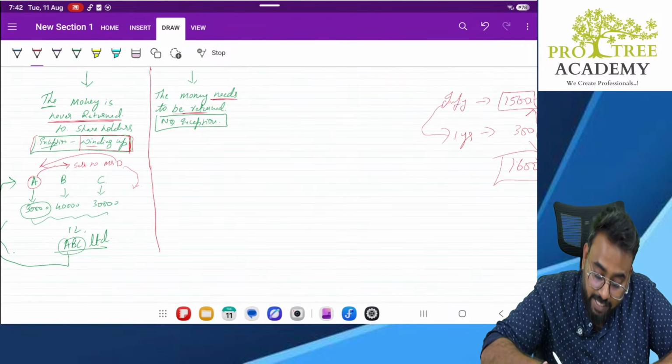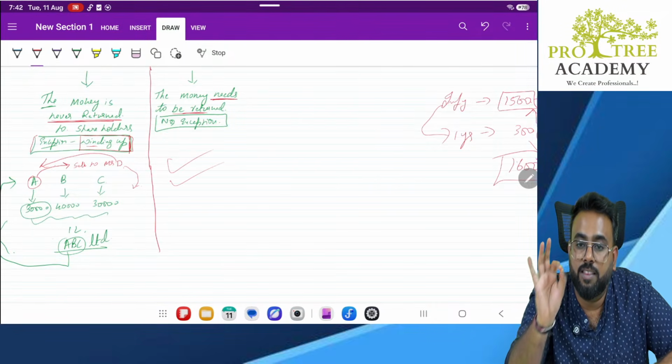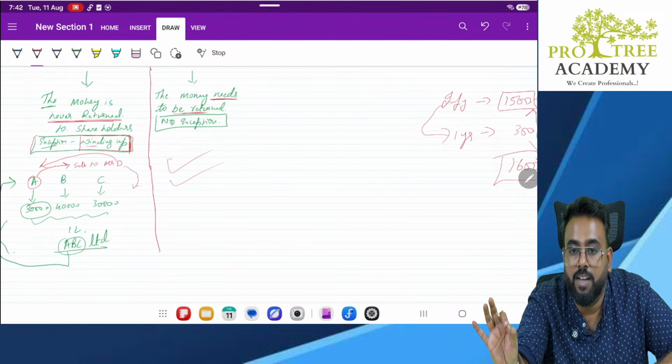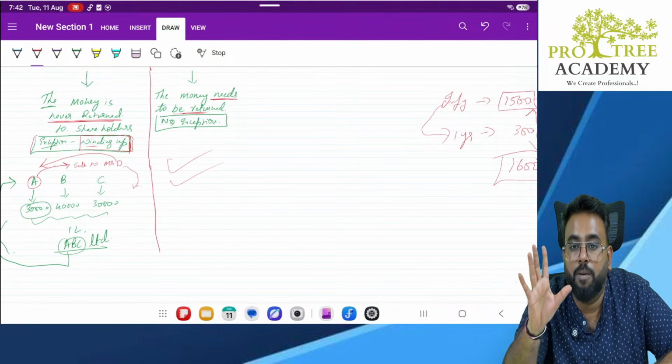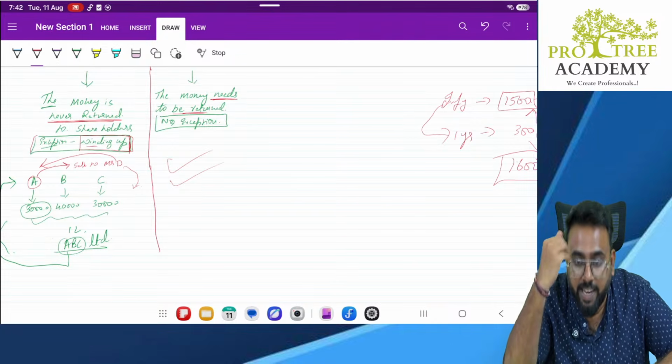Whereas this one is there, no? This one, preference shares. Nothing doing. If money is remaining, first pay the liability and pay the preference shareholders. For example, I'll tell you.